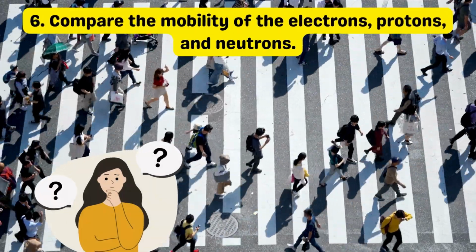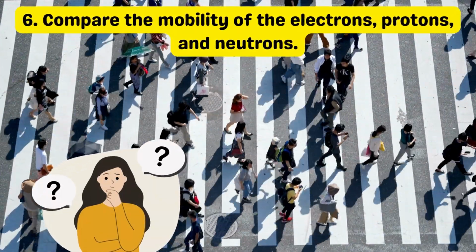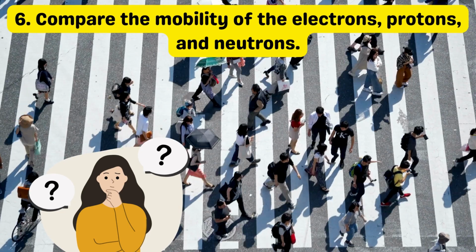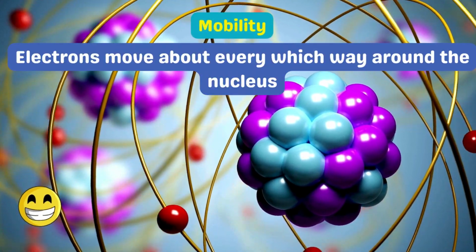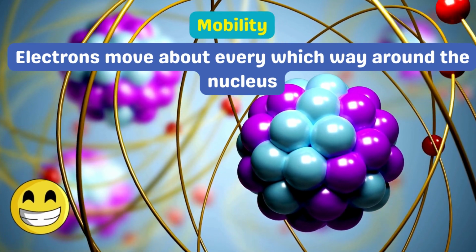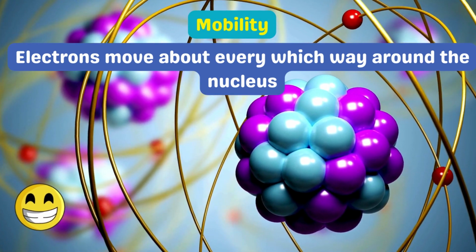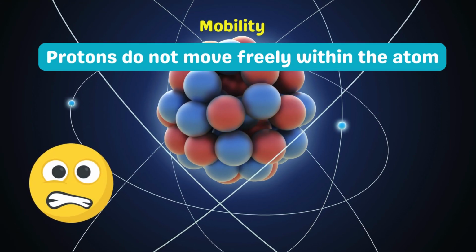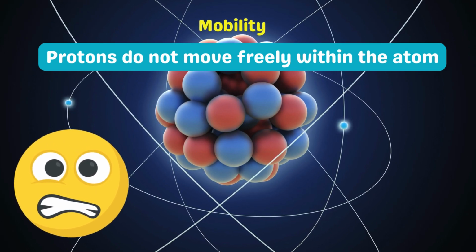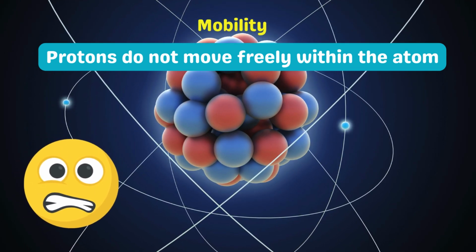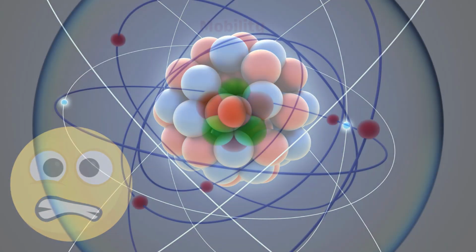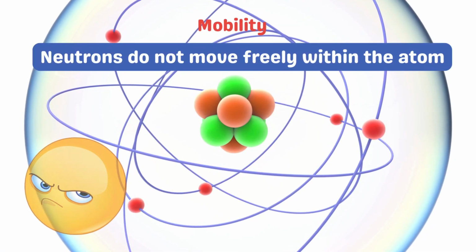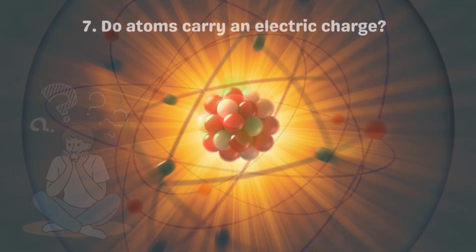Question 6. Compare the mobility of the electrons, protons, and neutrons. Electrons are highly mobile and move rapidly within the electron cloud surrounding the atomic nucleus. In the nucleus, protons are bound by the strong nuclear force, and they do not move freely within the atom. Neutrons are similar to protons in terms of mobility.